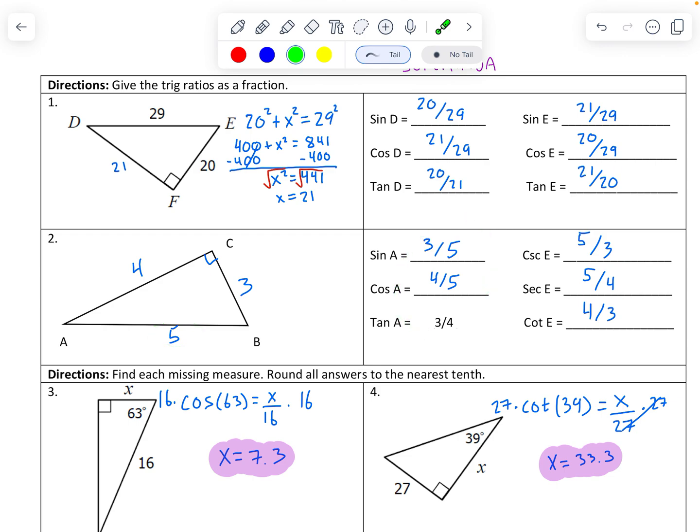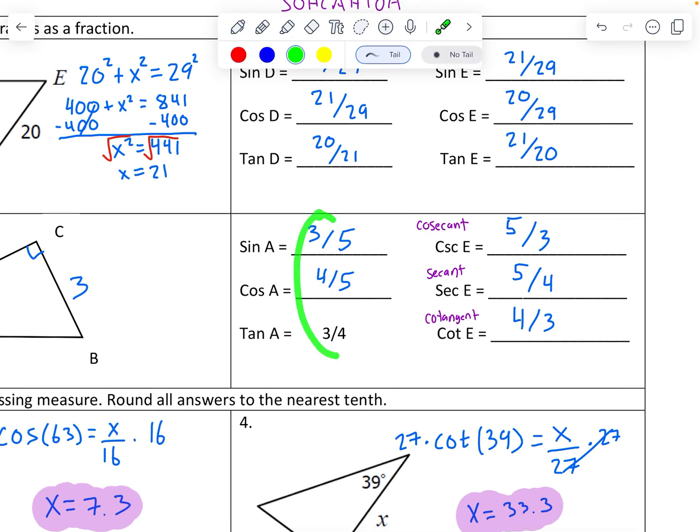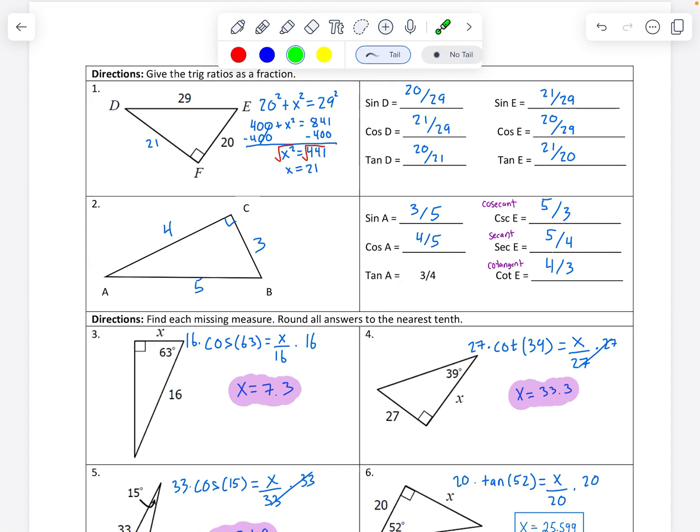What cosecant is, I'll write these out for you real quick. But cosecant, which is spelled like this, is just the reciprocal of sine. Secant is the reciprocal of cosine, and cotangent is the reciprocal of tangent. And so once you know these three, the answers are just these answers flipped. So as long as you know what pairs with what, they're really easy to do.